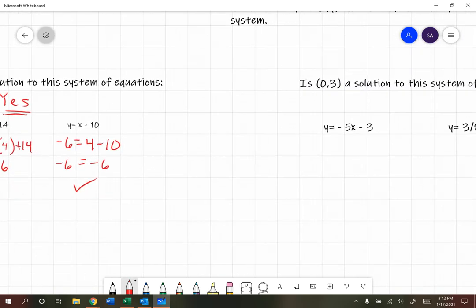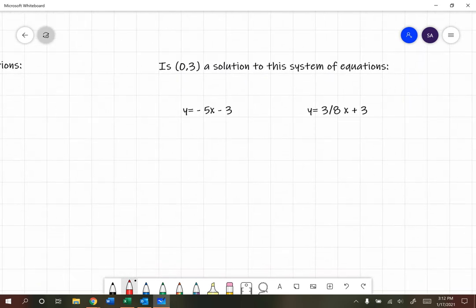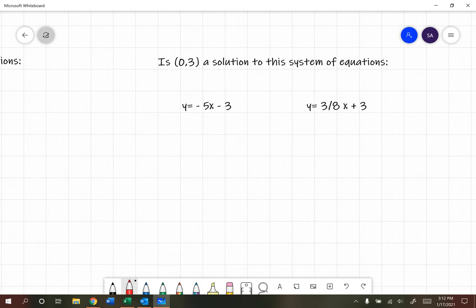Your turn. Go ahead and plug in the coordinate (0, 3) into both equations and let me know, is this a solution to the system of equations or not?